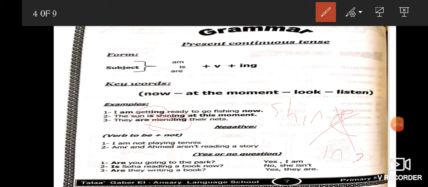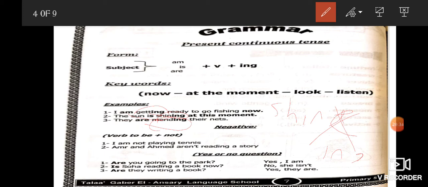So let's read our examples. Here he is giving you the question and he is answering. Are you going to the park? Yes, I am. Can you see here? Are you? And the answer became I am. Okay? Is Soha reading a book now? No, she isn't.